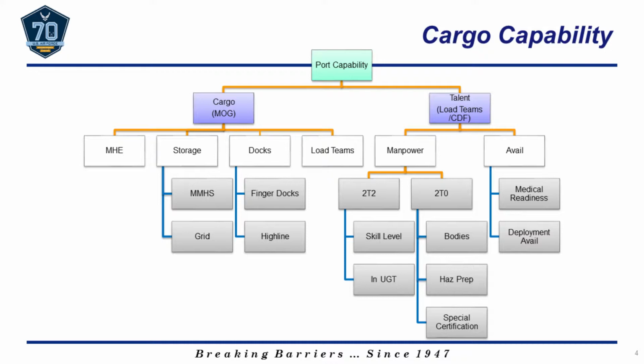Versus a grid yard, which is more like a parking lot where your pallets are laid all the way out to from here to the base theater, and you have to go find them and fetch them, whereas an MMHS might bring them to you. So depending on what a port has, it increases or decreases their capability to handle an amount of cargo.